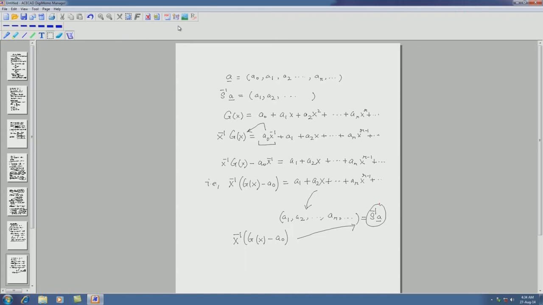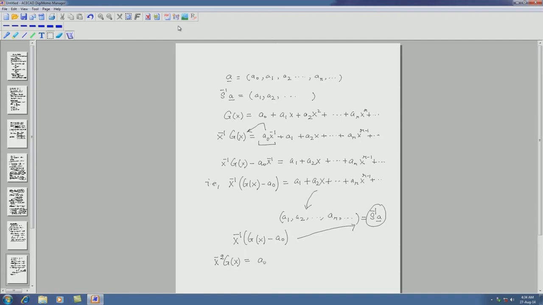Now, what happens if we multiply g x by x to the power minus 2? We check that x to the power minus 2 into g x is a 0 x to the power minus 2 plus a 1 x to the power minus 1 plus a 2 x to the power 0 plus a 3 x and so on up to a r x to the power r minus 2, and we move on.